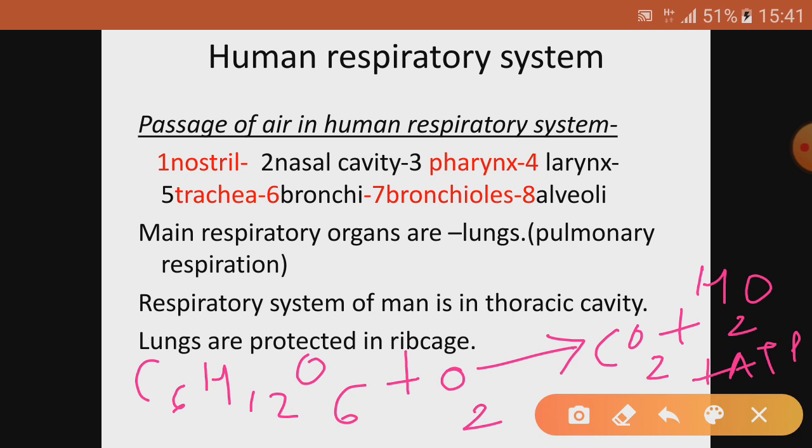This chemical reaction happens inside the cell, and I told you how the food has reached the cell via blood from the digestive system, and how the oxygen has reached the cell, that is via blood, meaning through blood, from the respiratory system. So we know energy is released in the form of ATP.